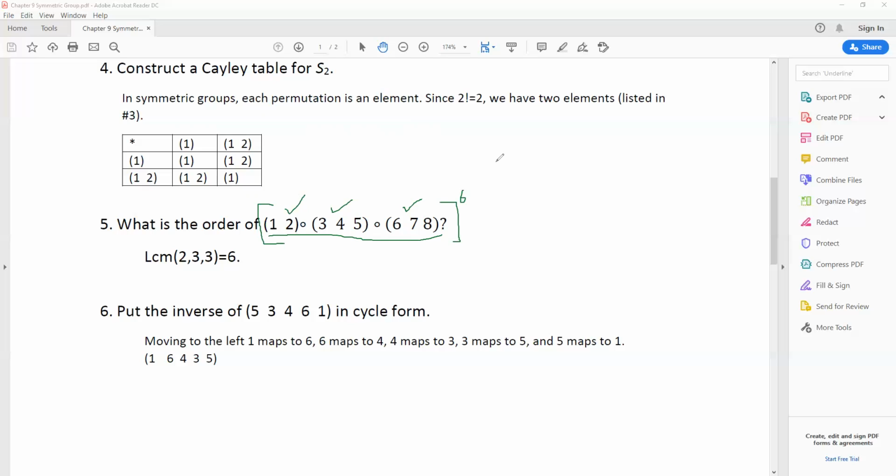Number 6, put the inverse of (5 3 4 6 1) in cycle form. Well, moving to the left, we can see that 1 maps to 6, 6 maps to 4, 4 maps to 3, and 3 maps to 5. And that's what the inverse would be: (1 6 4 3 5).